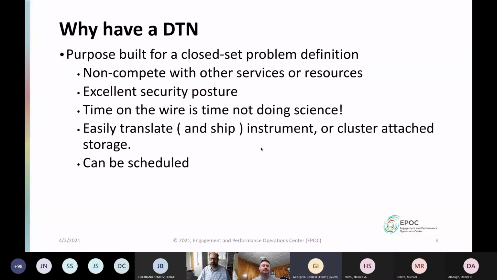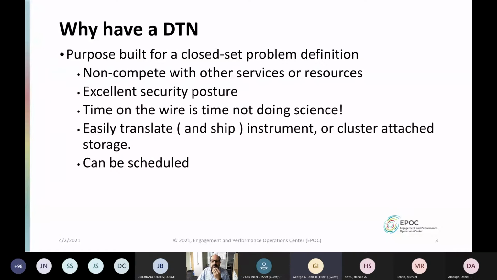Why do we have DTNs? Well, as Alex was mentioning, with the amount of data that's flying around, as all of you are aware, there's a lot of data that needs to get from point A to point B. So usually they're purpose-built for closed set problem definitions. You don't want to compete with other resources. You want to have an excellent security posture, and time on the wire is time not doing science.